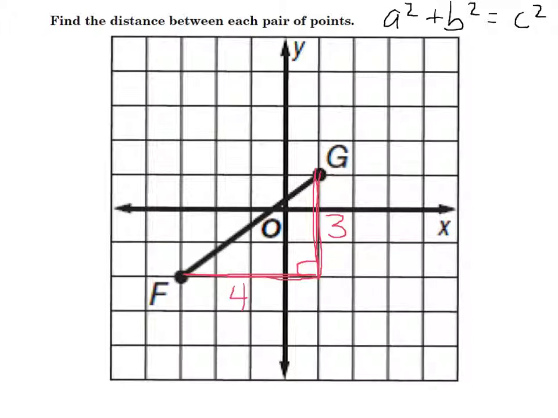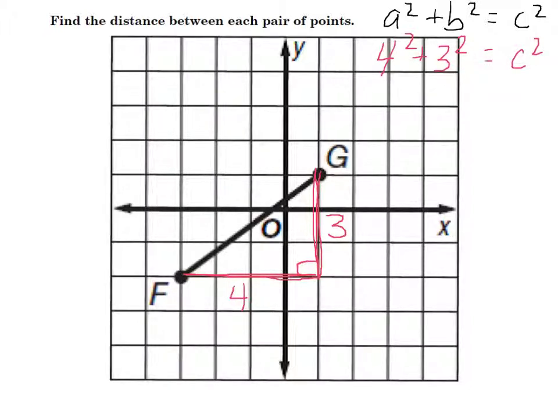Now we need to calculate the length of our hypotenuse, which is actually our segment. So all I have to do is put the 4 and the 3 into the Pythagorean theorem and solve for C. So up here, 4 squared plus 3 squared equals C squared.